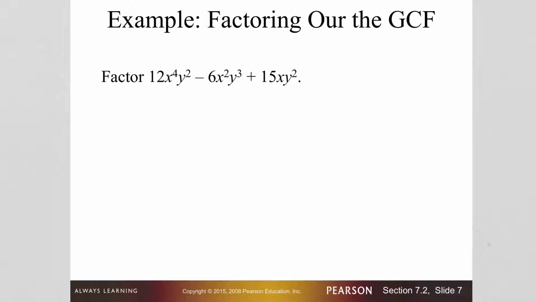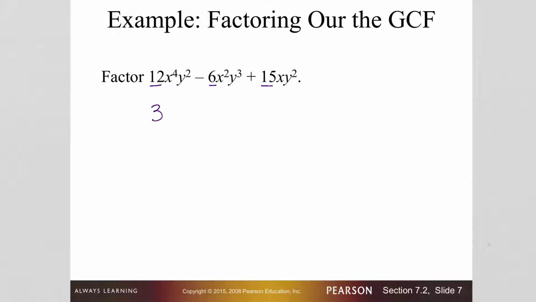Okay, so take a look at this hot mess. Now let's look at the numbers 12, 6, and 15 and ask yourself what is the biggest number that can be factored out of 12, 6, and 15. Now 12 and 6, you could pull out a 6, but you can't pull a 6 out of 15. 6 doesn't go into 15 evenly. So really the number here is 3. That's the biggest factor that goes into all 3 of those.